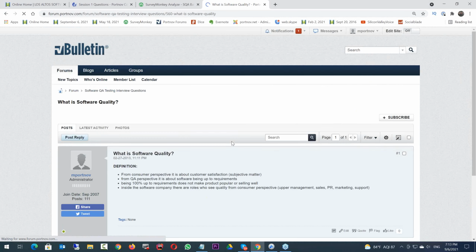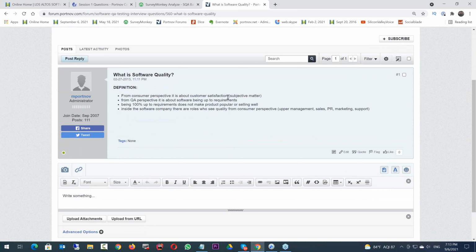So from consumer perspective, it is about customer satisfaction, which is a subjective matter. From QA perspective, it's about being up to requirements. Being 100% up to requirements doesn't make a product popular or selling well. People do not buy because you think it's higher quality. People just like it or don't like it, pretty much regardless of the quality. Inside, it should be acceptable, should be good enough though.